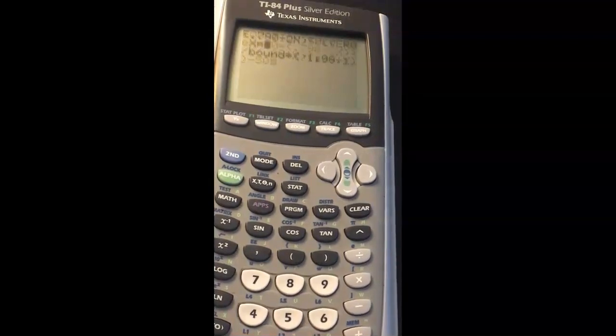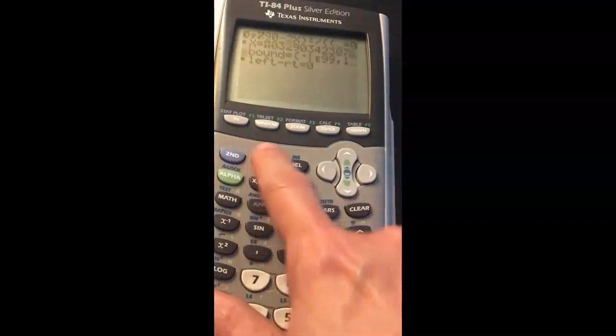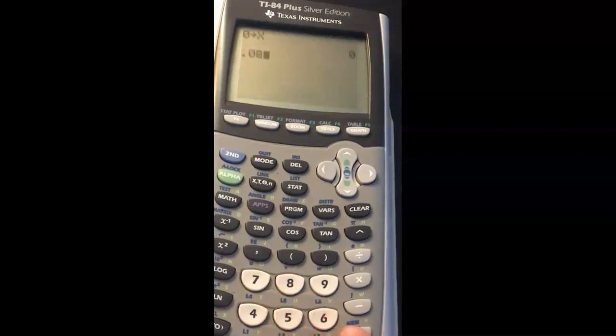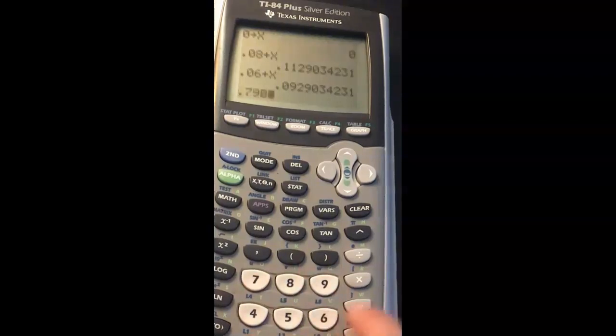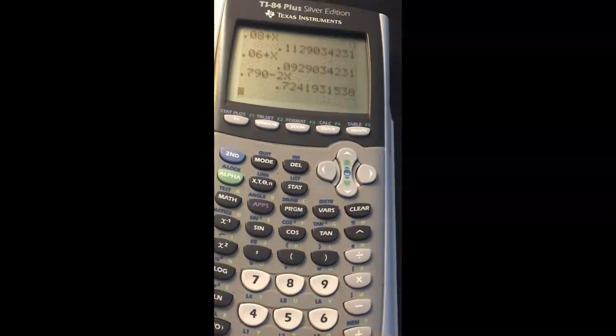Then you hit enter, then alpha enter. So it's enter, then alpha enter, and there's that 0.0329 that I said we would get. So I'm going to hit second quit, and now I can go 0.08 plus X to get the value. So I get 0.113 for the H2, 0.06 plus X, and so I get 0.0929, and then I get 0.790 minus 2X, and we get the HI to be 0.724. So there's the solver. It's going to take some practice.